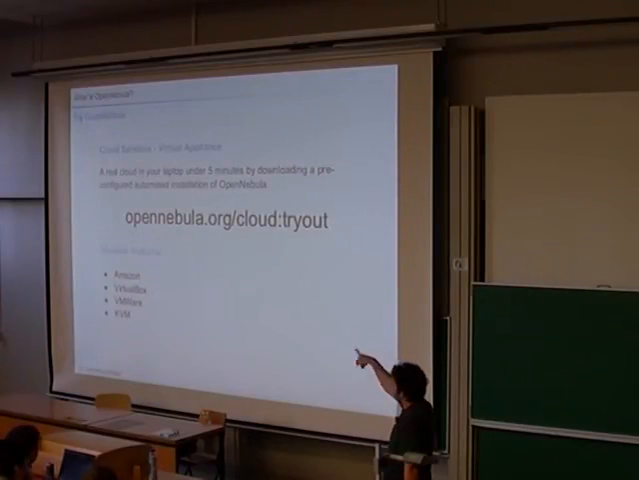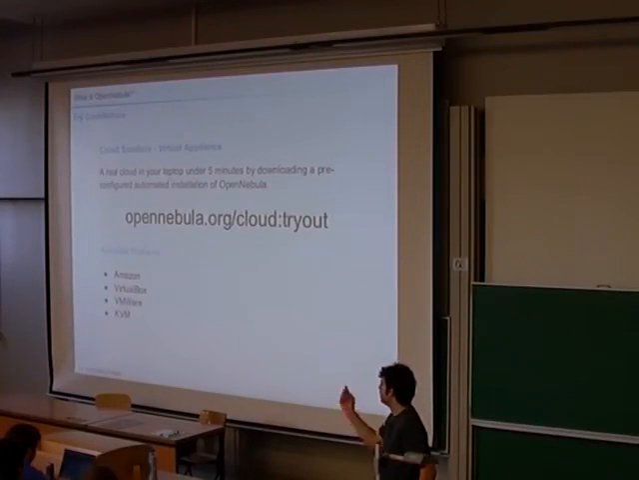Now, this is what you need to do to download OpenNebula and try it. You go there and you can download 3 appliances, or go to the Amazon one and use it. And it will be already ready and running, with TTY Linux inside of it.